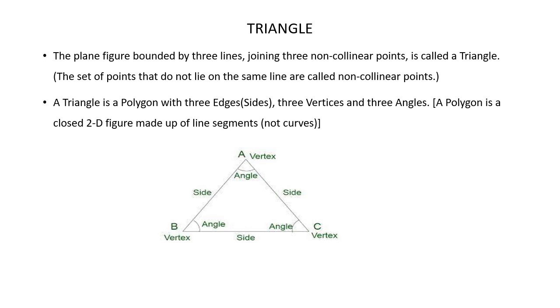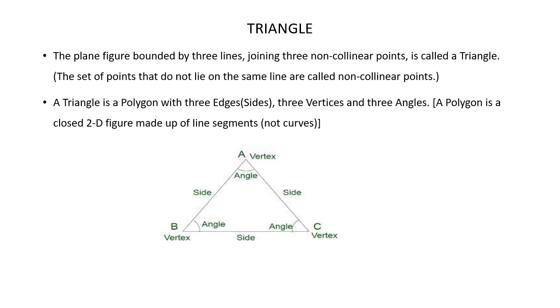Now let's understand what is the meaning of non-collinear points. Non-collinear points are points that do not lie on the same line. As you can see here, all the points A, B and C do not lie on the same line. So they are non-collinear points. And the line joining these three non-collinear points forms the triangle.